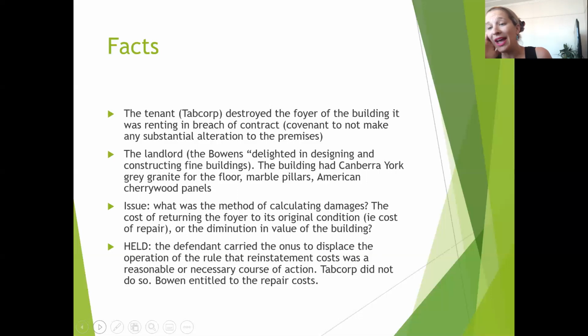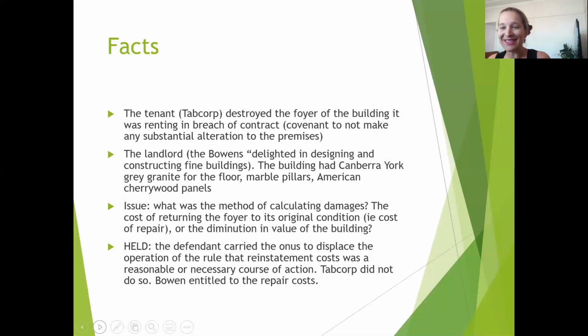However, the Federal Court then found in favor of the alternate method of assessing damages, those repair costs, and increased the damages award to $1.28 million, which was the cost of restoring the foyer to the original condition, plus lost rent for when the restoration was taking place. And then the High Court affirmed that full Federal Court decision.